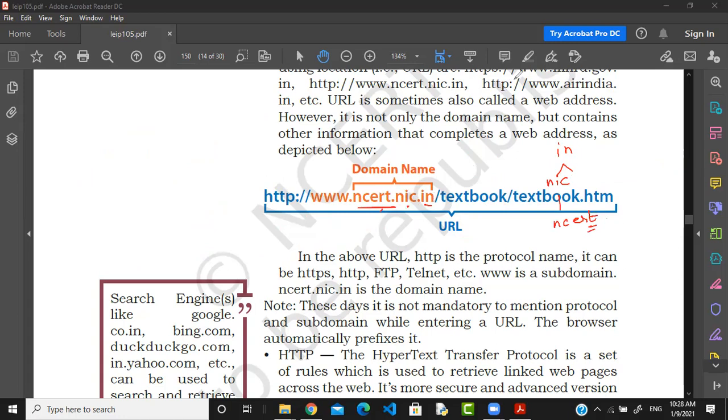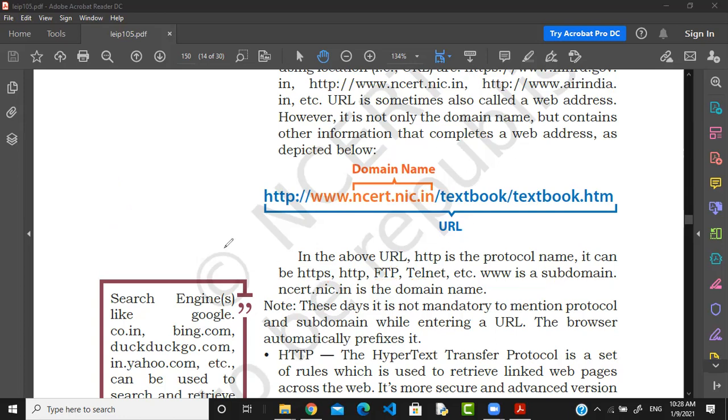So in the above URL, now you understand HTTP is the protocol name. It can be HTTPS, it can be FTP, it can be Telnet. What is the full form of FTP? File Transfer Protocol. Okay, Telnet. What is Telnet? Telnet is the remote logging service. www is the subdomain. NCRT nick is the domain name.